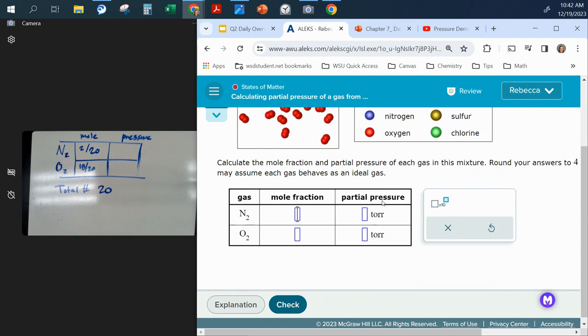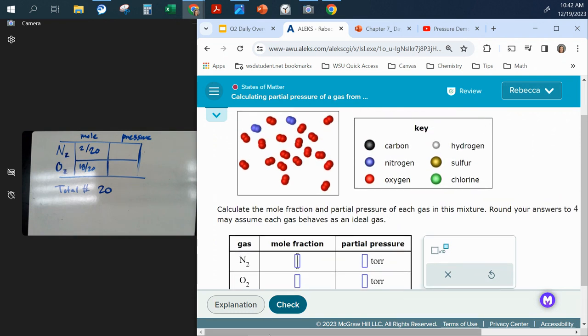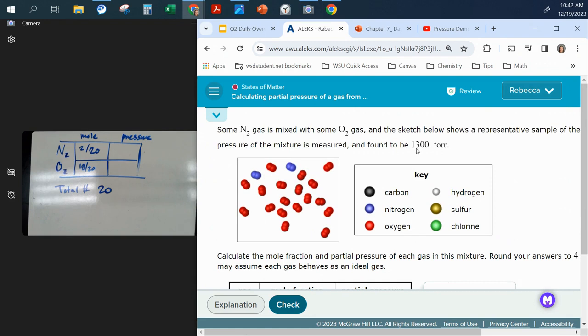Yes, you do need to simplify. You look at the pressure they give you. So it's saying this box has a pressure. This is representing some device that has a pressure of 1300 torr. So first you find the mole fraction with 4 sig figs, based on the pressure.